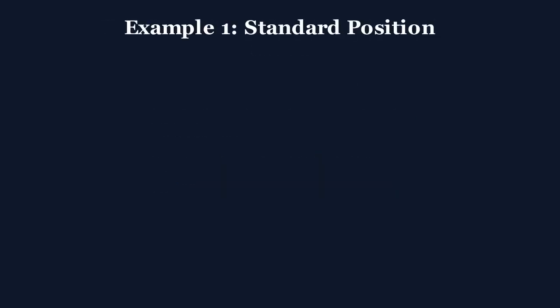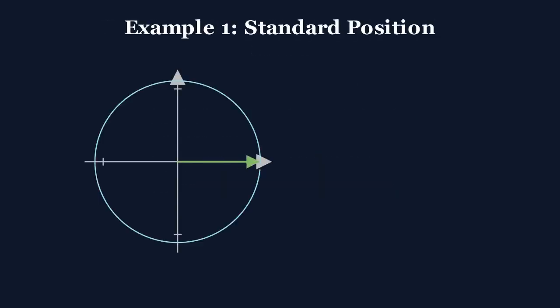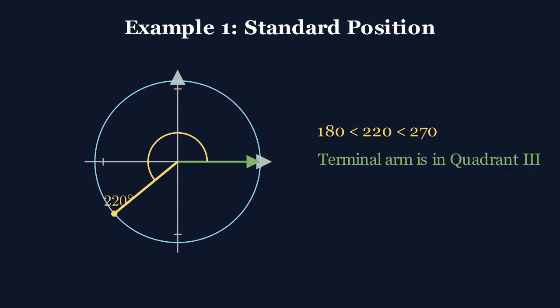Example 1. Sketch an angle of 220 degrees in standard position. The initial arm starts on the positive x-axis. Since 220 degrees is between 180 and 270, the terminal arm lands in quadrant 3. The angle turns counterclockwise from the positive x-axis.